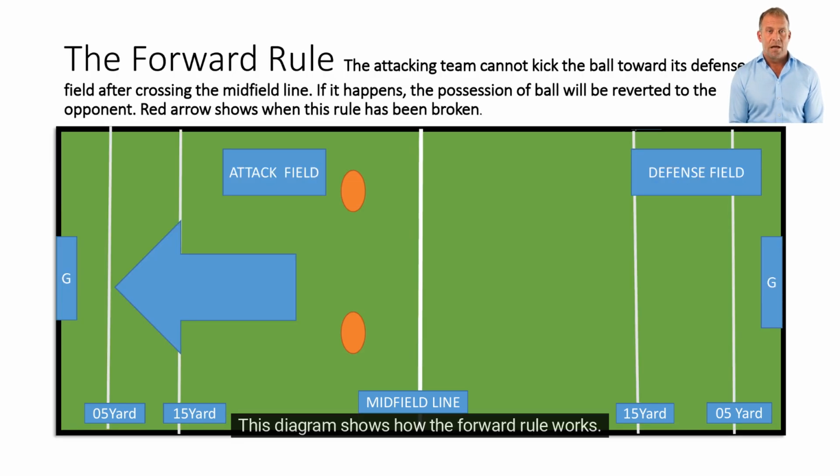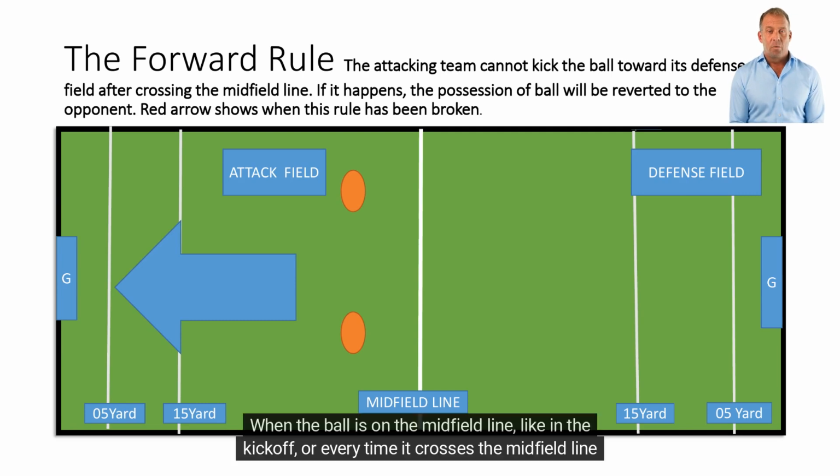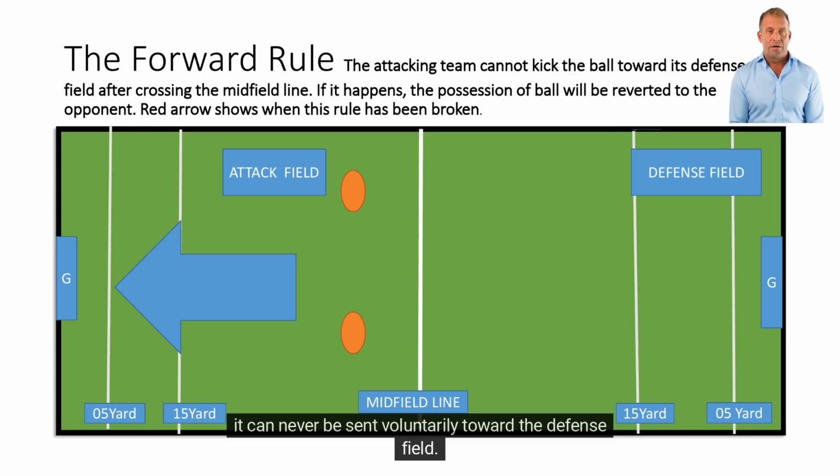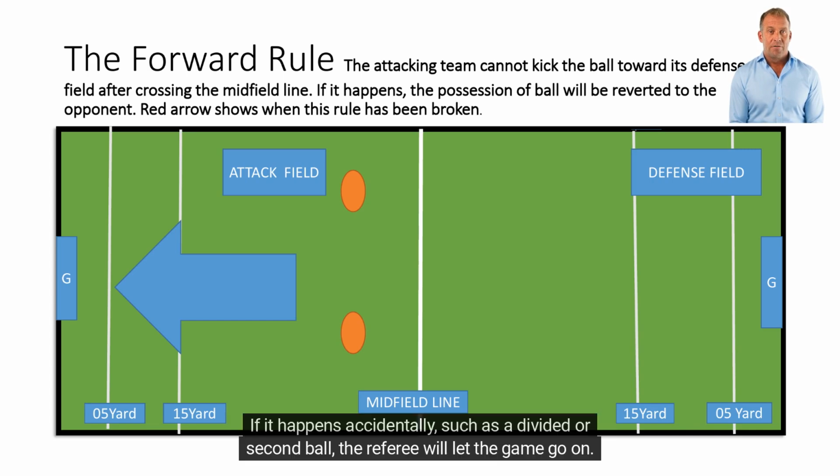This diagram shows how the forward rule works. When the ball is on the midfield line, like in the kickoff, or every time it crosses the midfield line, it can never be sent voluntarily towards the defense field. If it happens accidentally, such as a divided or second ball, the referee will let the game go on.